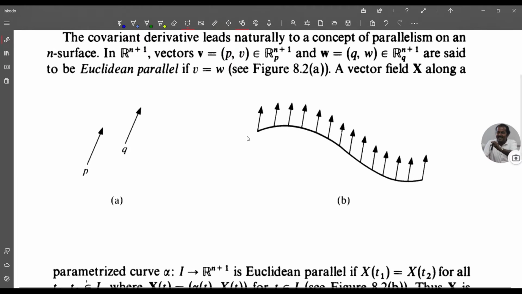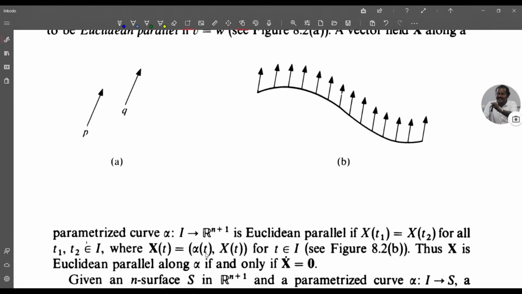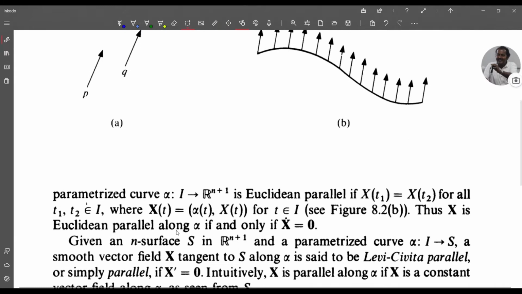you consider a parameterized curve alpha like this and a vector field X along the curve alpha, then the vector field is said to be Euclidean parallel if X1(t) equals X2(t), where X1(t) is alpha(t), X(t1) and X2(t) is alpha(t), X(t2). So if X1(t) is this one, X2(t) will be this vector. Thus X is Euclidean parallel along alpha if and only if X dot equals 0.